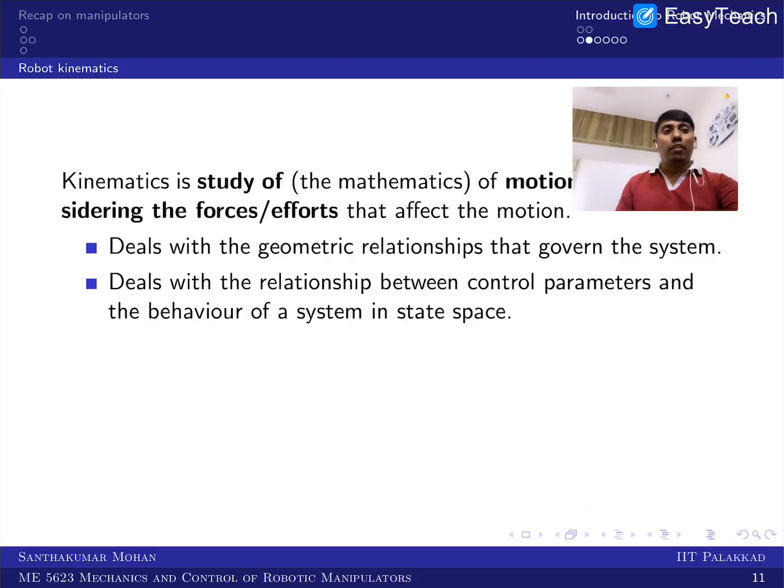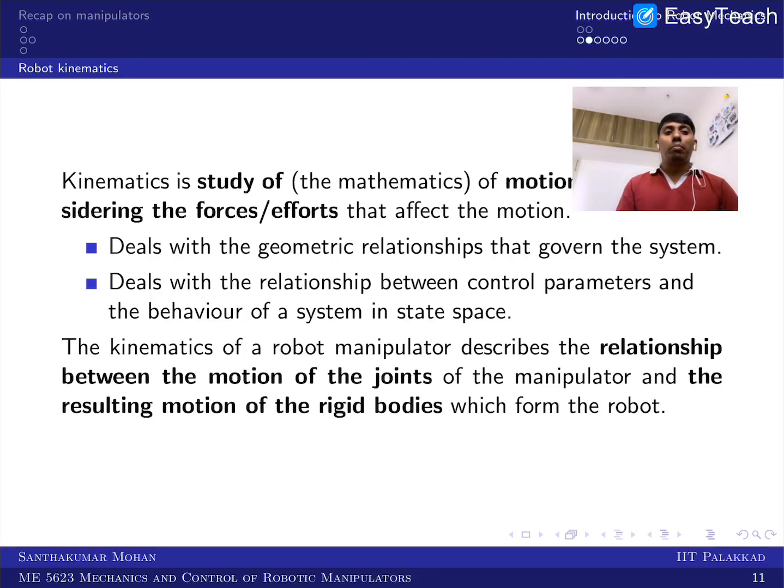Now we will go into a little more detail. The kinematics of a robot manipulator describes the relationship between the motion of the joints of the manipulator and the resulting motion of the rigid bodies which form the robot. The joint is a constraint between two bodies; how these two bodies are going to move if I actuate this joint is what we are going to understand here. But we are not looking at how much effort we are applying and what is causing this motion. We are looking at how, if I actuate this joint, the motion between these two bodies, or the set of bodies, happens. That is what we are trying to see.